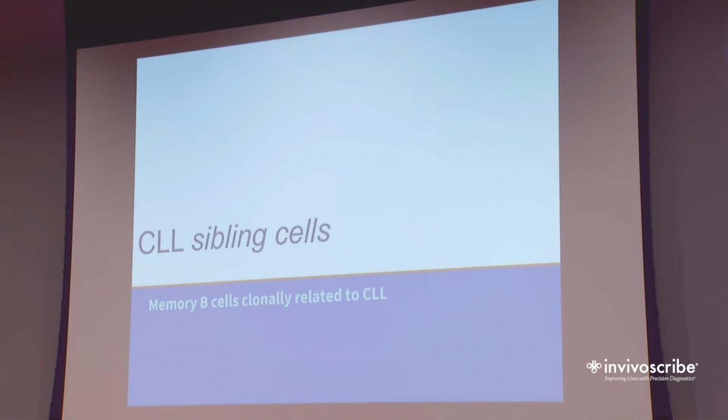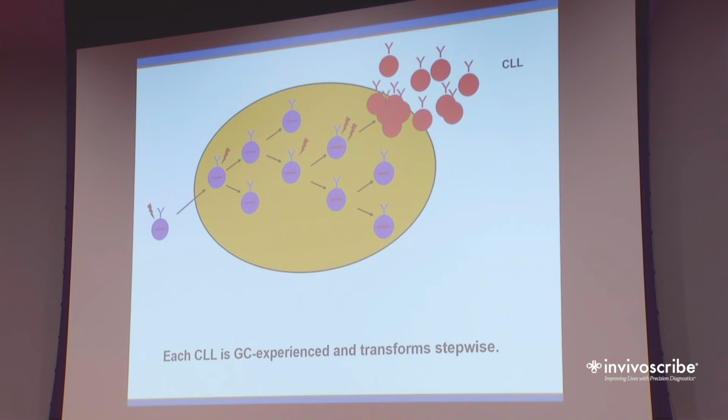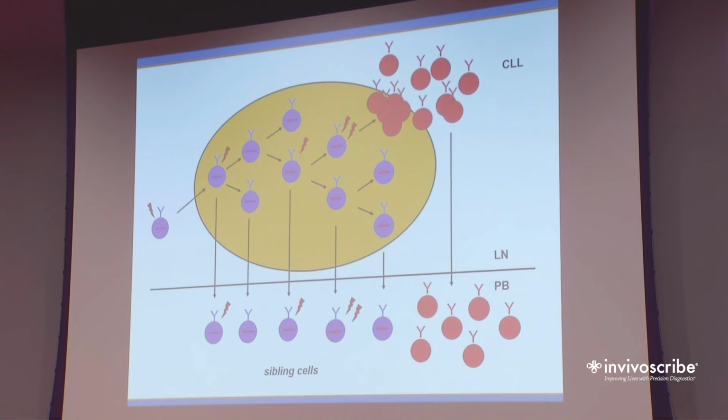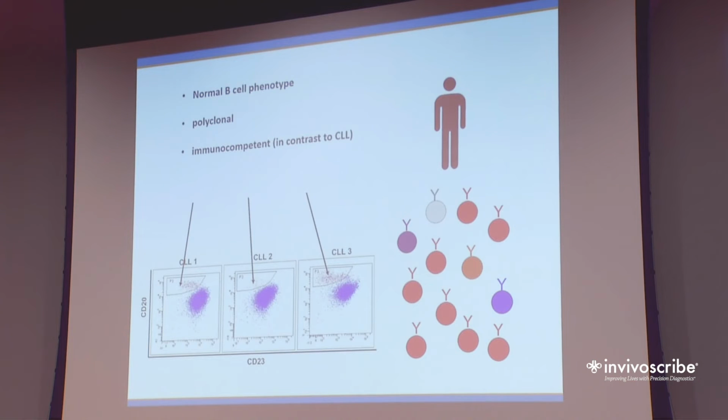Now we come to our recent findings on CLL sibling cells. Let me explain what this is. Each CLL is supposed to be a germinal center experience and supposed to transform stepwise, of course. Now the point is, if at each of these transformation steps memory B cells should be generated, as occurring in every germinal center reaction, we should expect in the blood of CLL patients the so-called memory B cells, we call them sibling cells, which should be potentially normal or pre-malignant memory B cells corresponding to the CLL clone that breaks out afterwards. So indeed, we have to look at CLL patients in the peripheral blood.